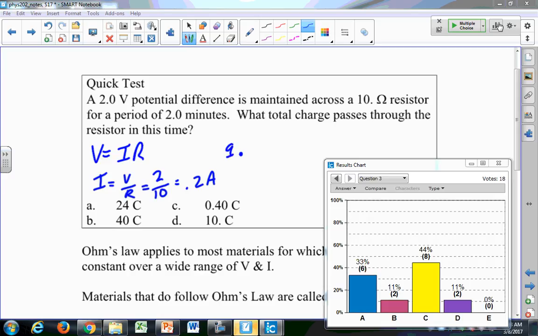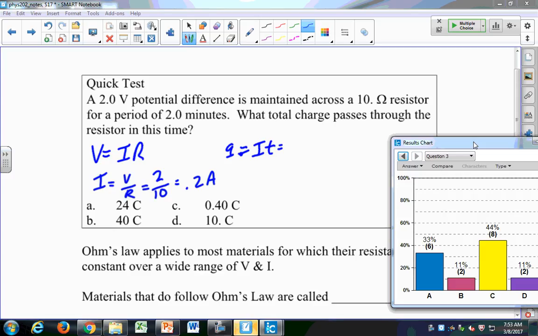I want to know what Q is. Q is equal to I times T. That's based on my definition of current. Remember, I is Q divided by T. So I is 0.2 amps times 2 minutes, which is 120 seconds. And remember, an amp is a coulomb per second, so my units cancel out to give me coulombs. That's 24 coulombs. So A is the right answer there.